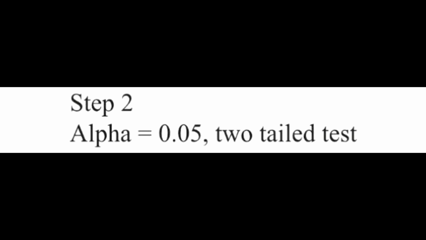Step 2. Write down the alpha, which is 0.05, and identify if it's a two-tailed or one-tailed test. Since it doesn't show any signs of greater than or less than, we will consider it a two-tailed test.